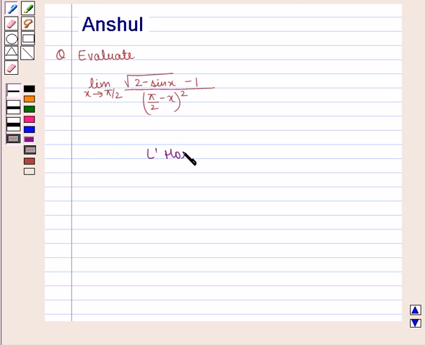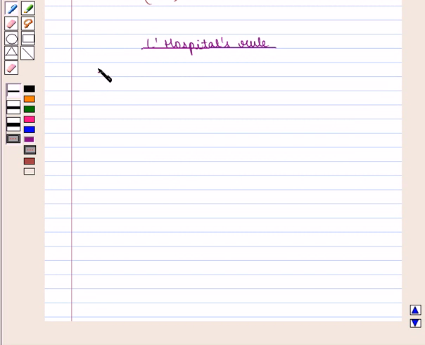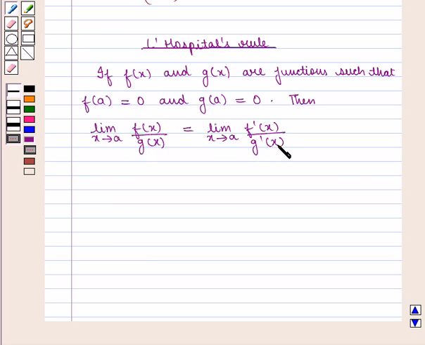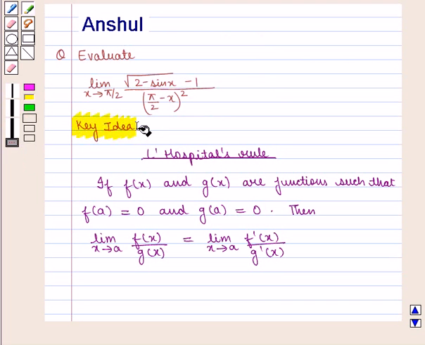L'Hopital's rule states that if f of x and g of x are the functions such that f of a is equal to 0 and g of a is equal to 0, then limit x tends to a f of x by g of x is equal to limit x tends to a f dash of x by g dash of x. With this key idea, let us proceed with the solution.